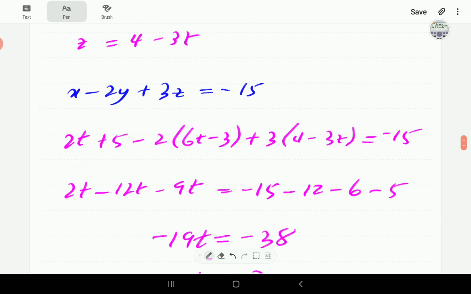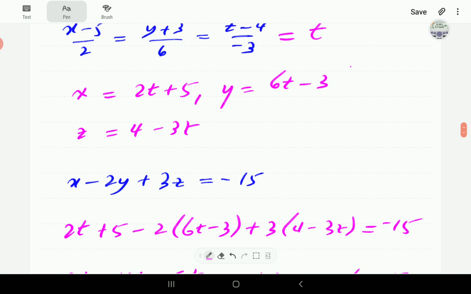So if we go back to our parametric equations and plug in t equals 2, then we've got the point of intersection. That's going to be 4 plus 5, that's x, and y is going to be 12 minus 3, z is going to be 4 minus 6, which works out to minus 2. So that is going to be the point of intersection.